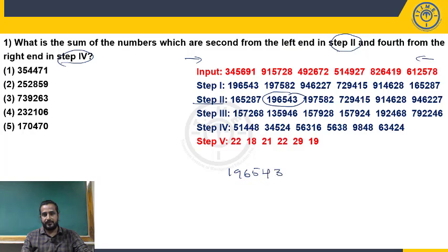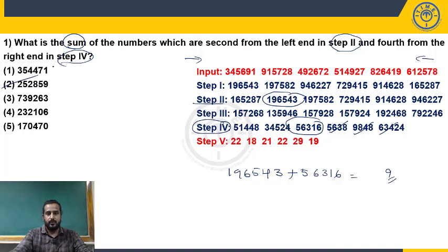196,543 plus, because they are asking the sum of the numbers, fourth from the right hand in step 4. So come to step 4, fourth from the right hand: first, second, third and fourth from the right hand. So 56,316, sum of these two. So definitely 3 plus 6 will be 9 as a unit digit. Which option is it? The only option available is the second option. So choice 2.